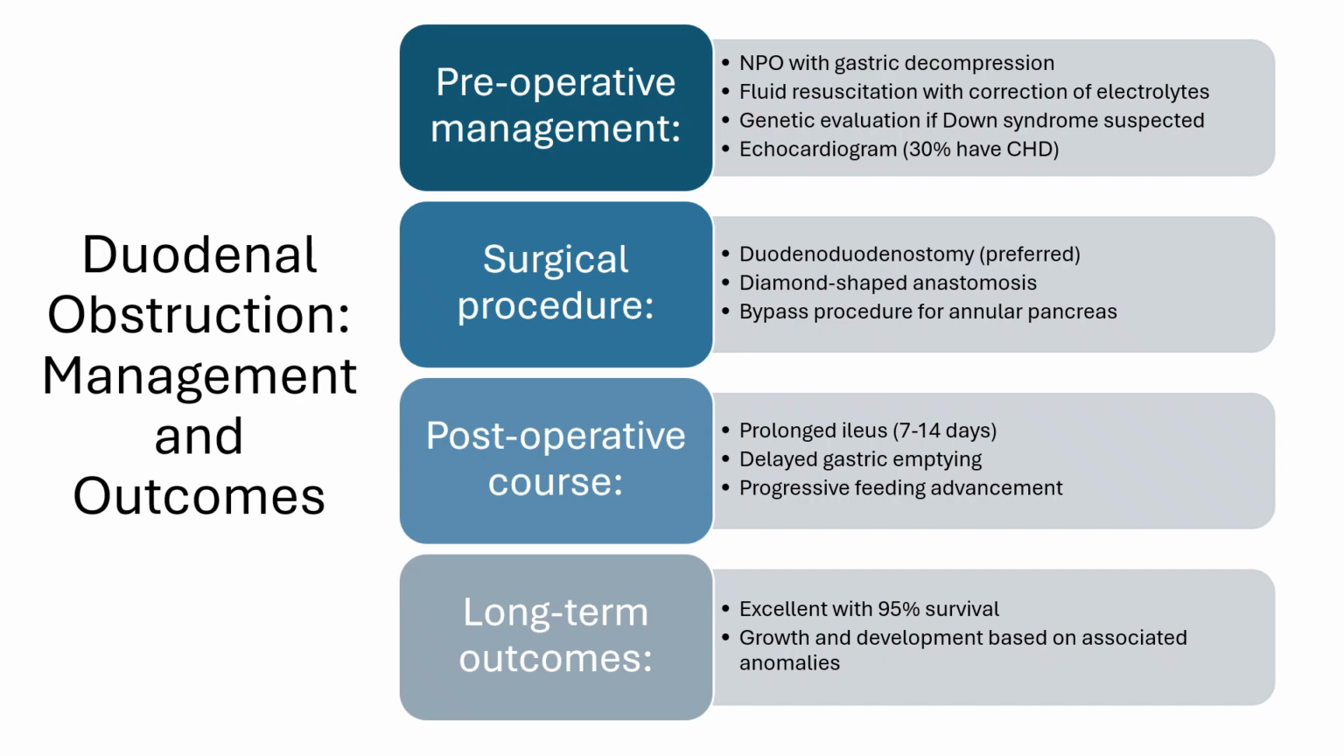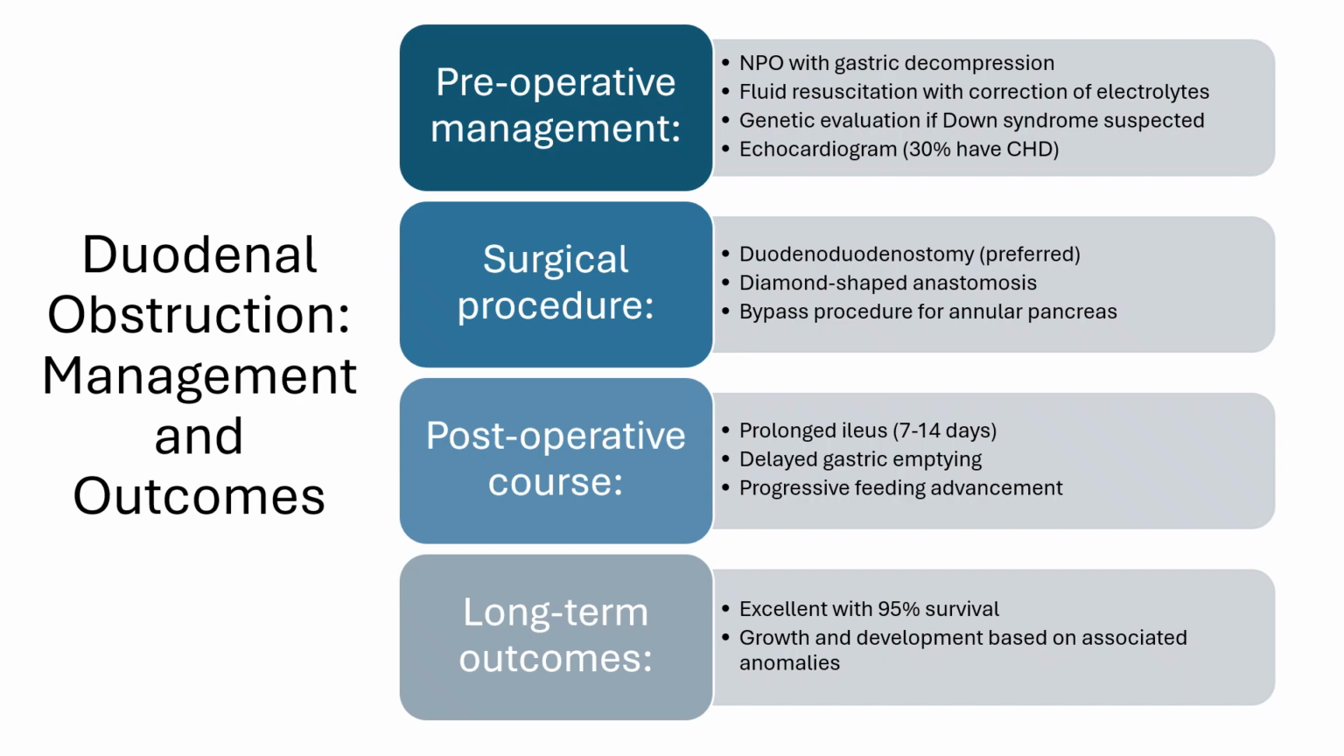The surgical procedure centers on creating the widest possible connection around the obstruction. The duodenostomy, with its diamond-shaped anastomosis, isn't just surgical technique, it's about preventing future problems. A wide anastomosis reduces stricture risk and allows better flow around the repair. For annular pancreas, you never divide the pancreatic tissue. That invites pancreatic leaks and complications. Instead, you bypass around it, treating the pancreas like a permanent fixture you have to work around.